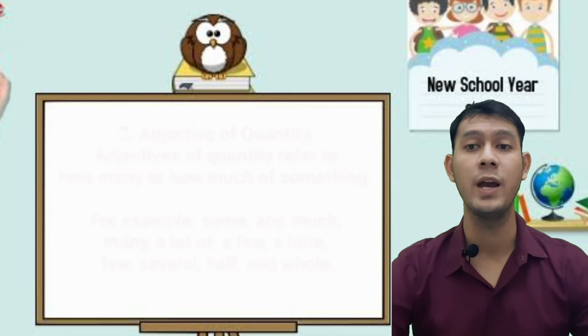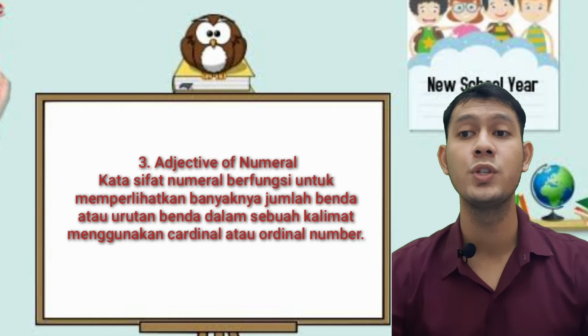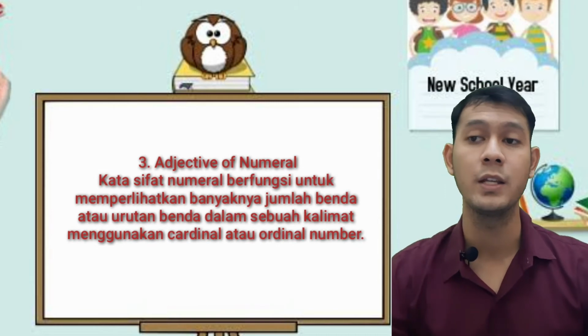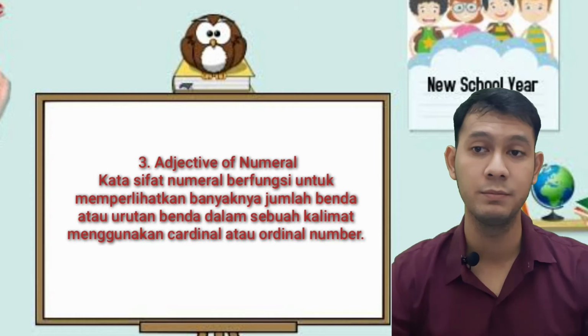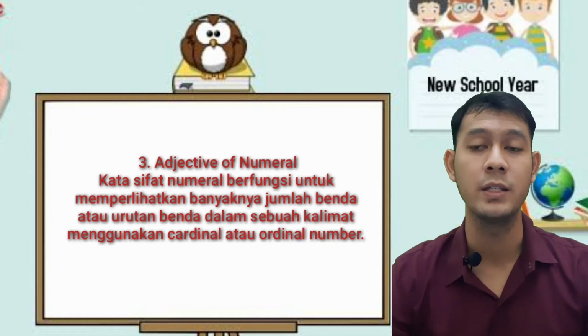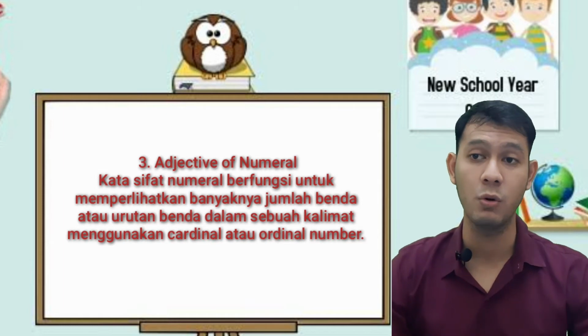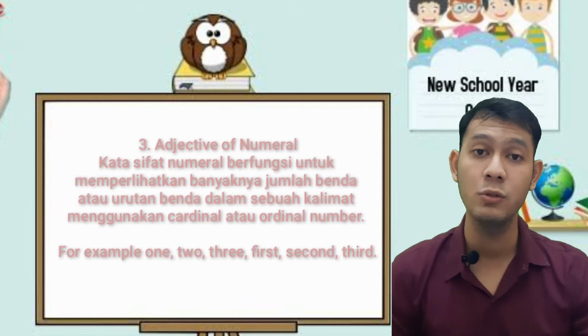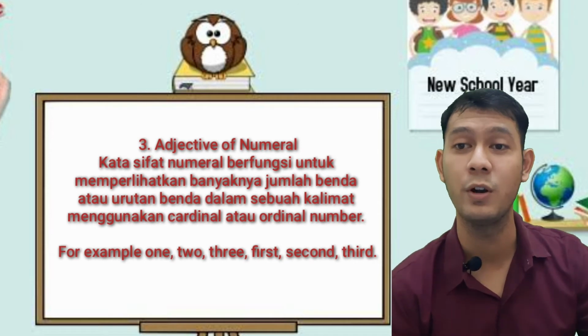Kemudian yang ketiga, we have adjective of numeral. Kata sifat numeral berfungsi untuk memperlihatkan banyaknya jumlah benda atau urutan benda dalam sebuah kalimat. Oke. Jadi biasanya adjective of numeral ini terdiri dari cardinal number atau ordinal number. For example, 1, 2, 3, first, second, the third, and many more.